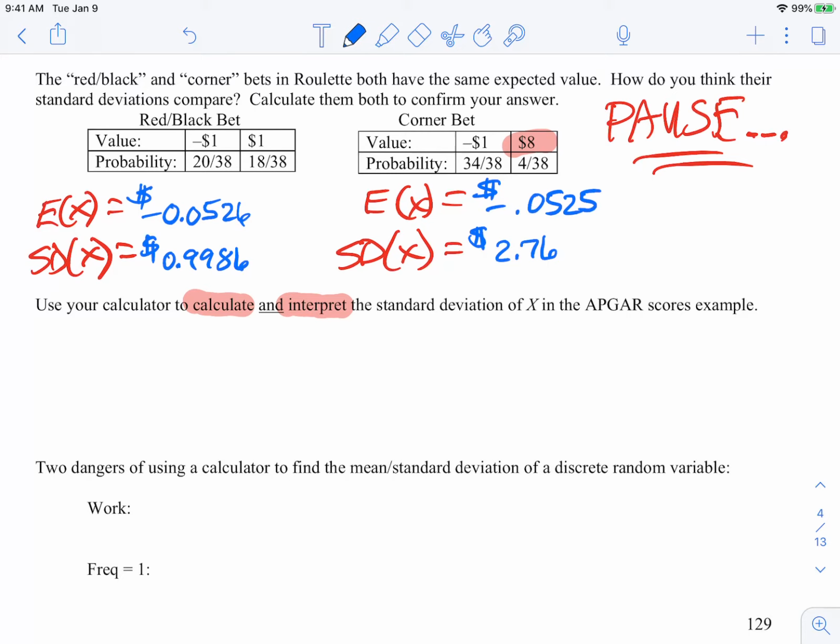If you would pause and do that again, this would be a great time to practice and get feedback immediately. So pause the video, go back and calculate the standard deviation for the APGAR scores, and then write an interpretation. So pause. When you play back, I will give you the answer.